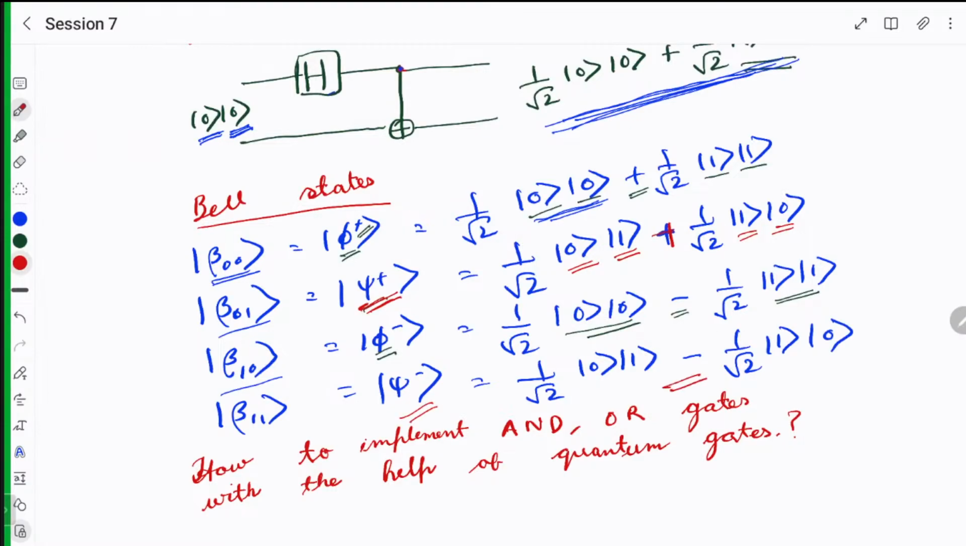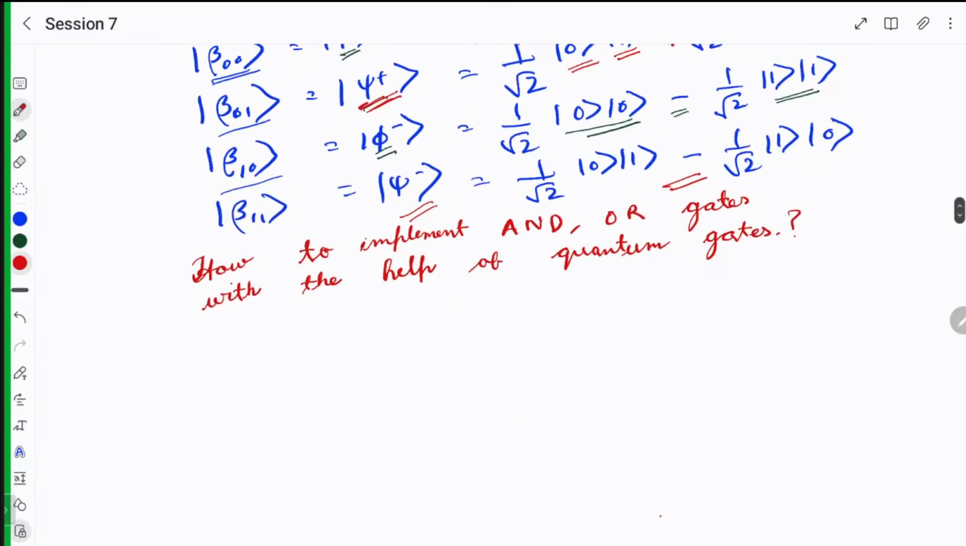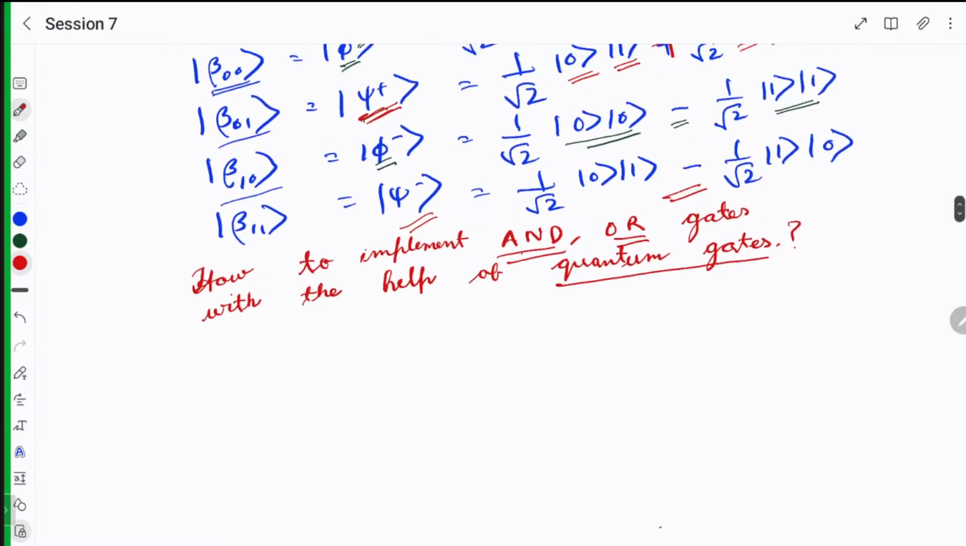If it is plus superposition, then it is psi plus, and if it is minus superposition, then it is psi minus. Okay. And we had ended with a question from a lot of you about how to implement AND, OR gates or classical gates with the help of quantum gates. So we will start today's session by answering this question.